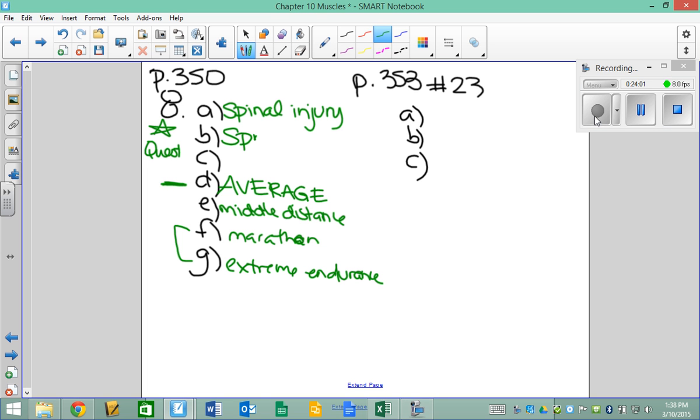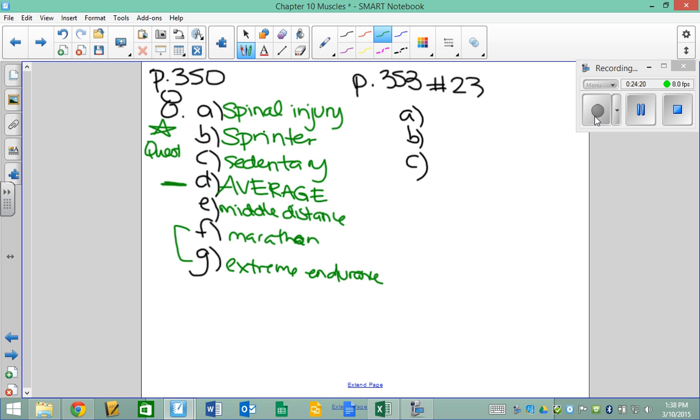Now the sprinter comes a close second. So if you had mixed those two up, like put the sprinter for A and the spinal injury somewhere else, I think that's still a reasonable thought process. And then your sedentary person would go here.